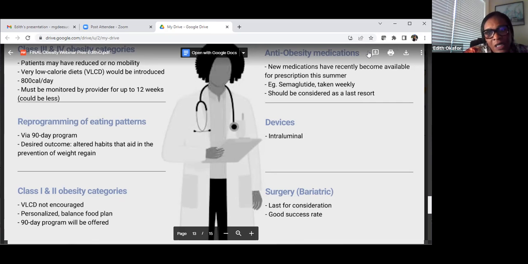Okay, we've talked about that. Now, there are other ways of treating. Some people could be resistant to everything, especially those in class 3. So sometimes I would introduce medications. And there's a new medication that came up this summer that I'm very interested in, because some of the people who are obese have type 2 diabetes, and this actually tackles your diabetes as well. So it's like killing 2 birds with 1 stone.